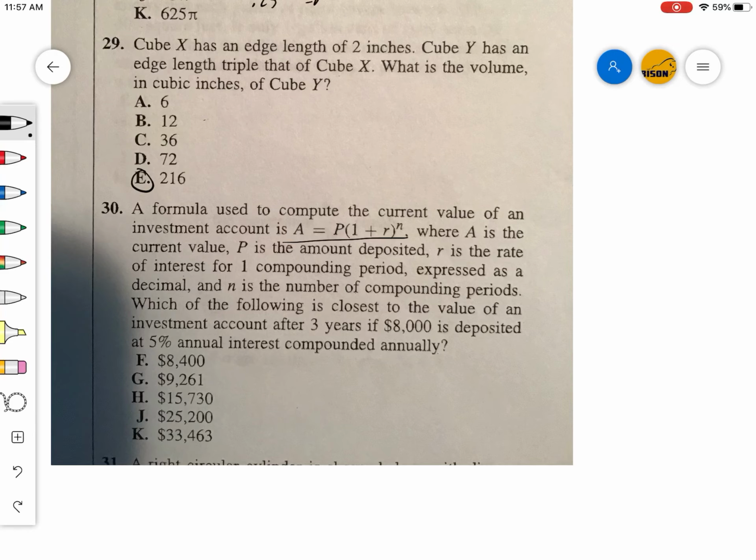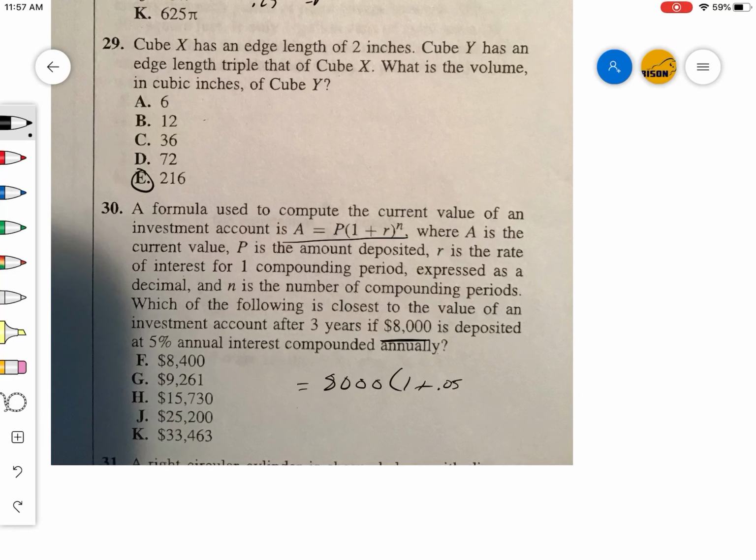I don't know what formula this is, but simple is I equals PRT. So we're using this formula. So let's plug in the information that they give us. P is the amount deposited. Okay, so let's see. Does it give us that down here in our problem? All right, 8,000 is deposited. So there's P. So we've got 8,000 times 1 plus R. So R is the rate of the interest.